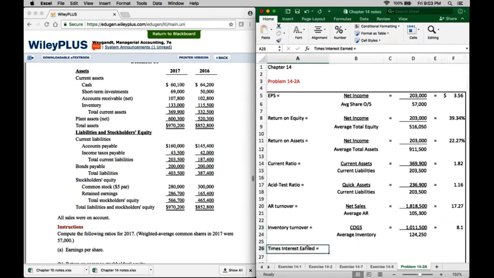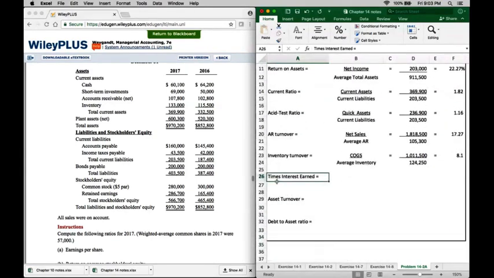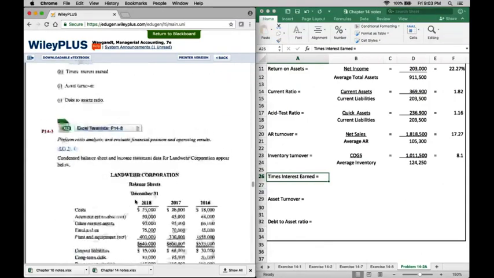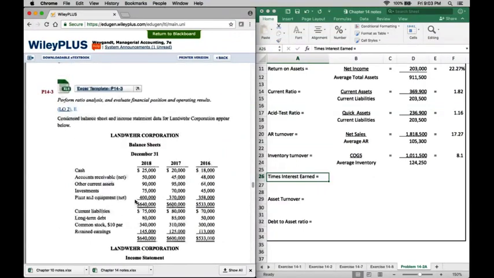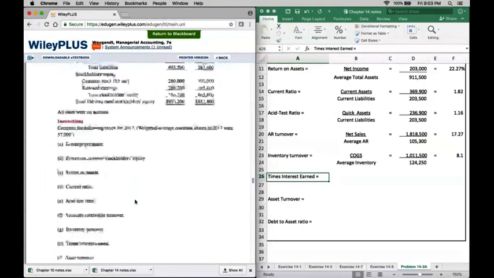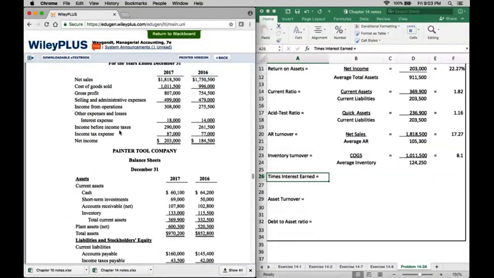Okay. Now this next ratio is interesting in that we are looking at times interest earned. Let's go to the income statement for this. In the income statement, let's look over here. My interest expense is 87,000. The question is, do I have sufficient money to pay that? So obviously I'm looking at the number above it.